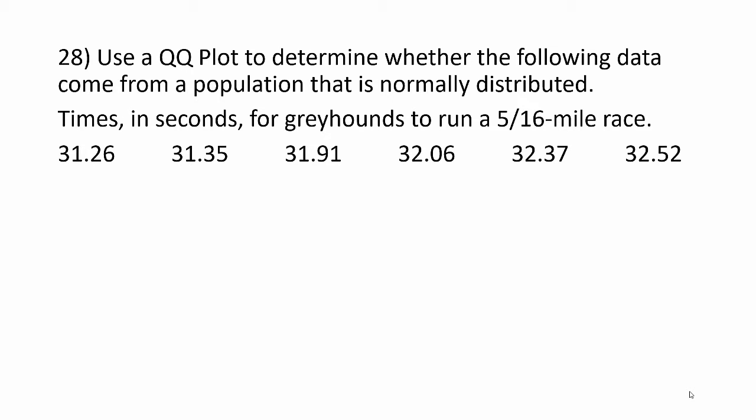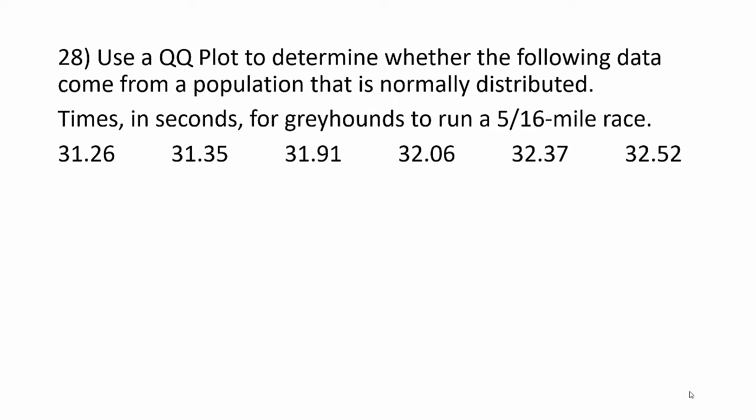In this video, we'll go over how to determine if a set of data comes from a population that's normally distributed. Use a QQ plot or normal probability plot to determine whether the following data come from a population that is normally distributed. These are the times in seconds for greyhounds to run a 5/16 mile race.